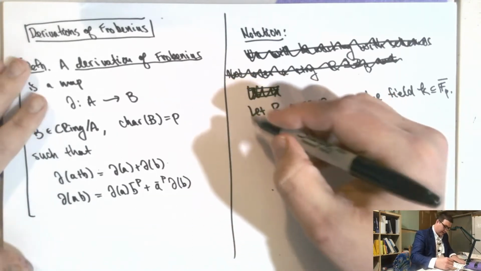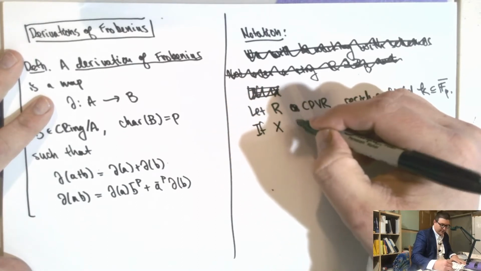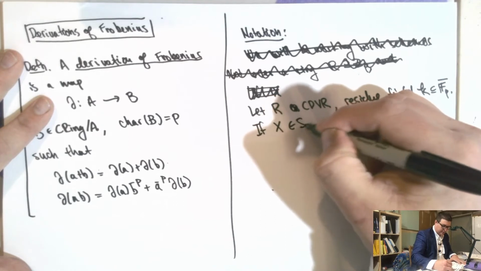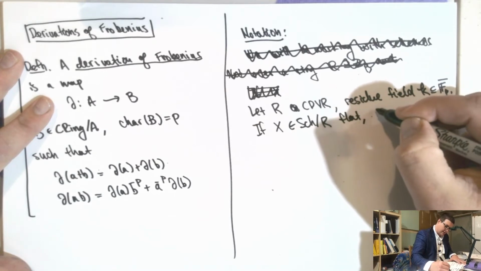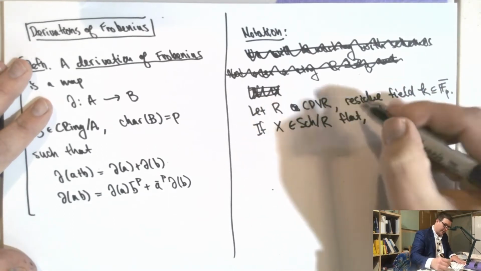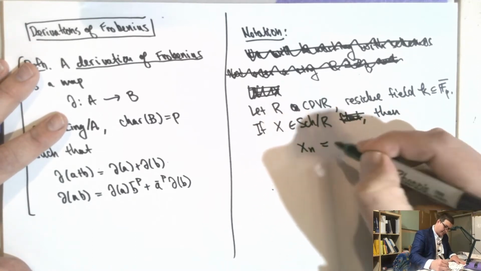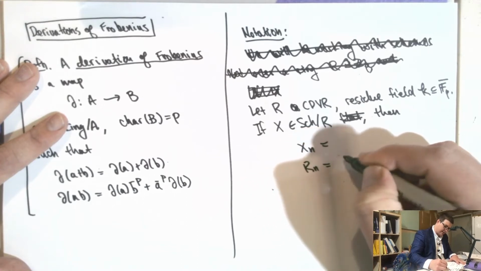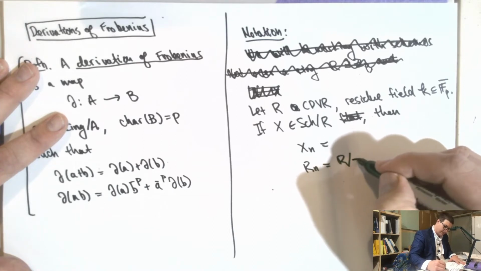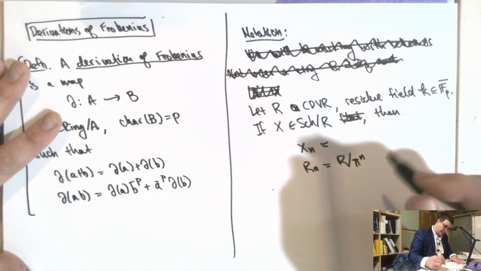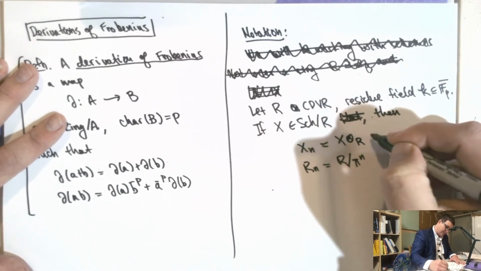Okay, so if X is a scheme over R, and let's say flat, then we're going to take a scheme over R. Then R_n is R mod pi^n, where pi is the uniformizer, and X_n is going to be X tensor with R over R_n.